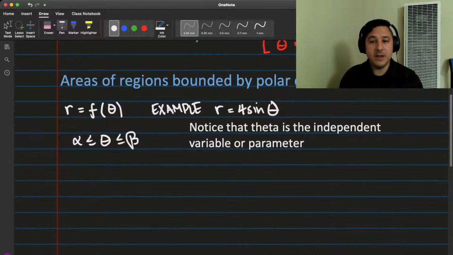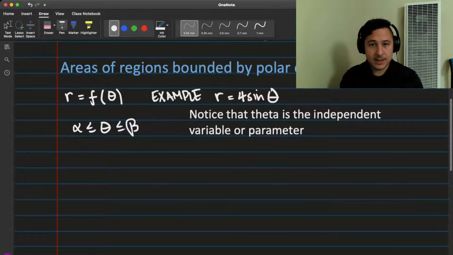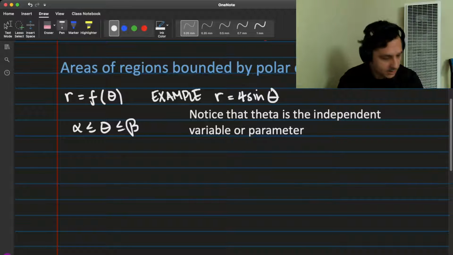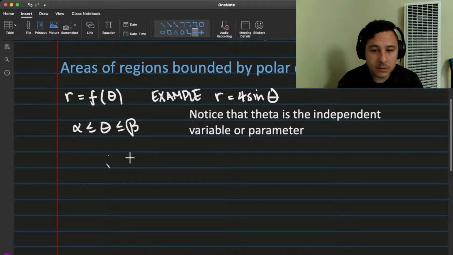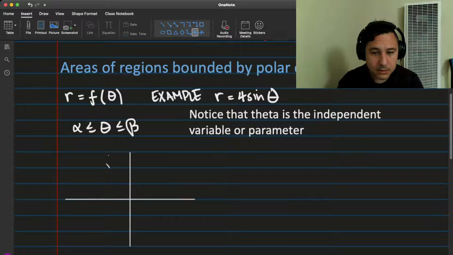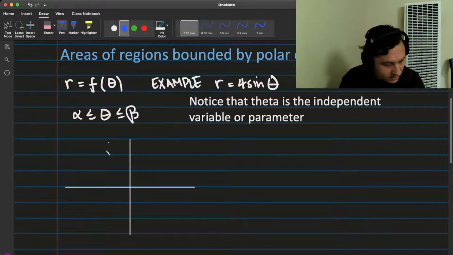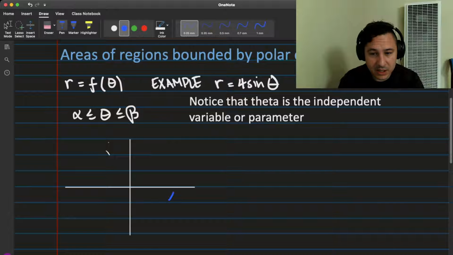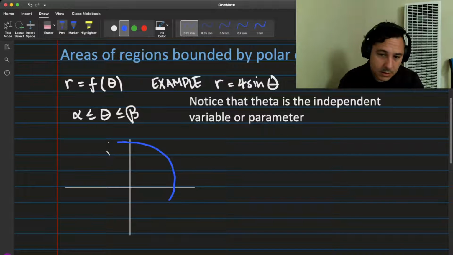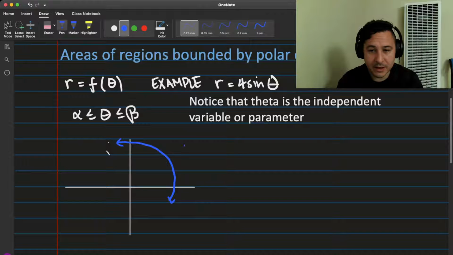Okay, so what we have going on here is, let's just sort of draw this. Let's put in the x and y axis. Come on, where'd you go? There you go. So you have some curve. Let's just say the curve looks like this. So this here is the graph of r equals f of theta.